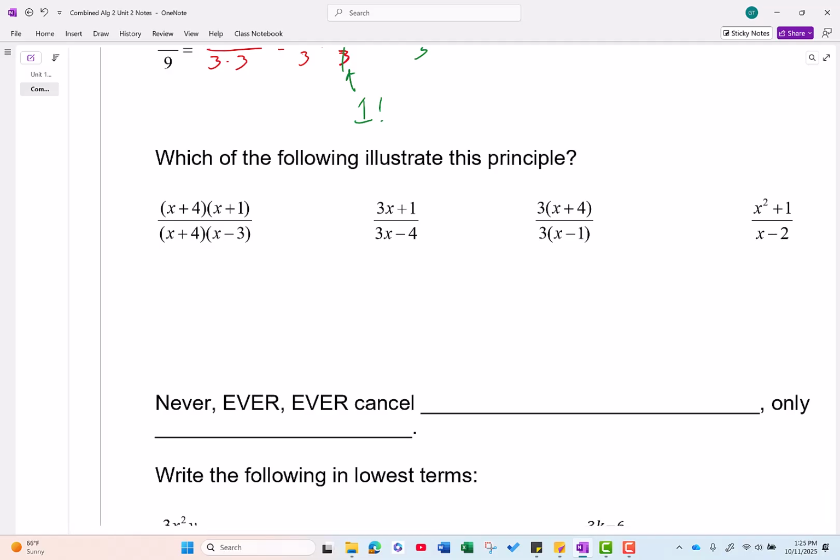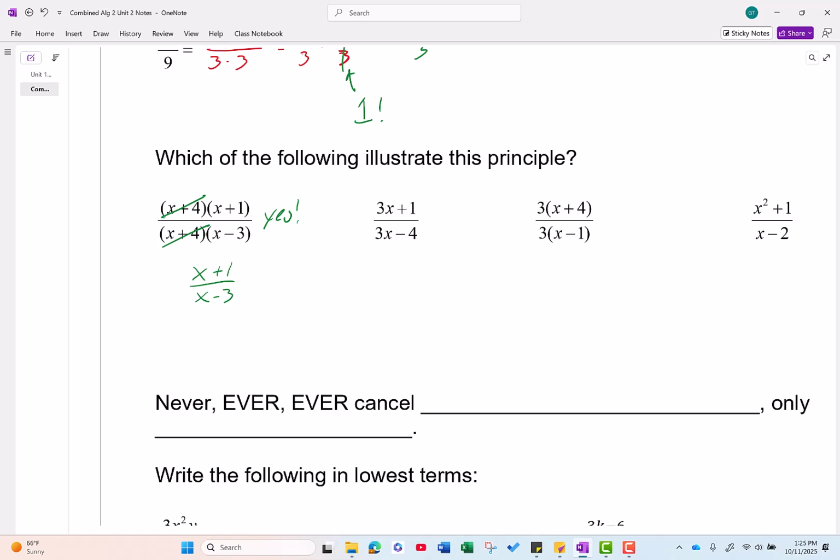I can look at this first one, in parentheses x plus 4 times parentheses x plus 1 divided by parentheses x plus 4 times parentheses x minus 3. I can see the x plus 4 is the same on top. On bottom, it is exactly the same, which is important. So I can cancel each of those out. And so, yes, this principle applies, and I can simplify it simply as x plus 1 over x minus 3. If you use parentheses, that's fine, but you don't have to in this case.